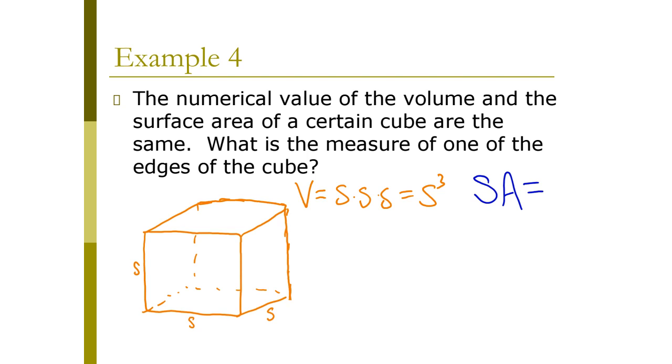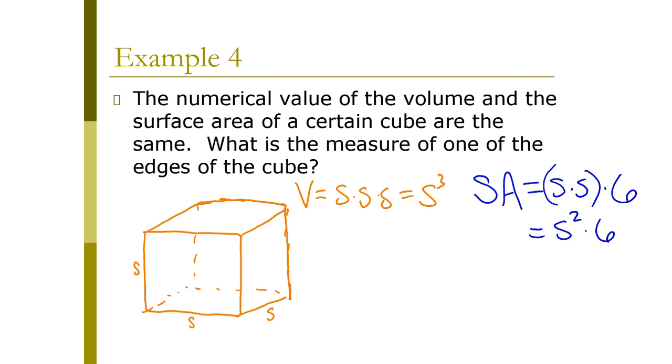Surface area, I would need to add up all of my faces, right? So let's see here. I'd have a side by side, so side times side, and I'd have 2 of those, right? I'd have side times side over here, so I'd have 2 of those. Well, hold up, aren't all my faces the same? So really, if I found one of them, side times side, I would just go ahead and multiply that by how many faces? 6. Okay. So I have side squared times 6.